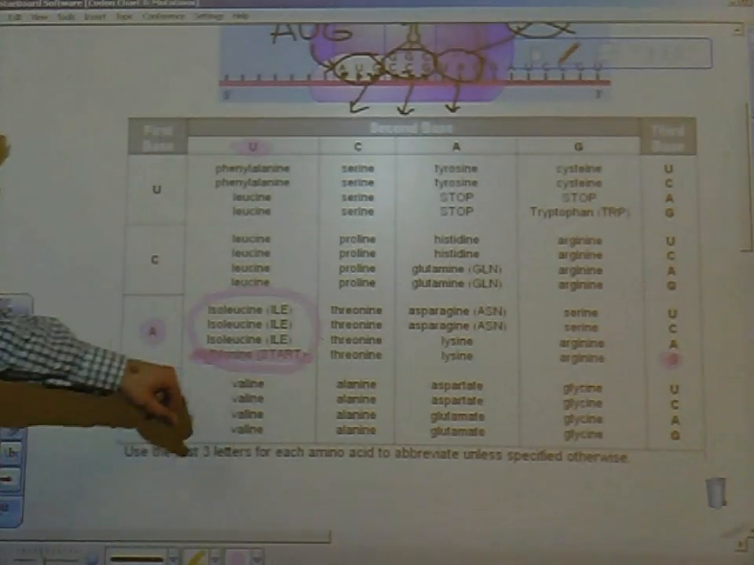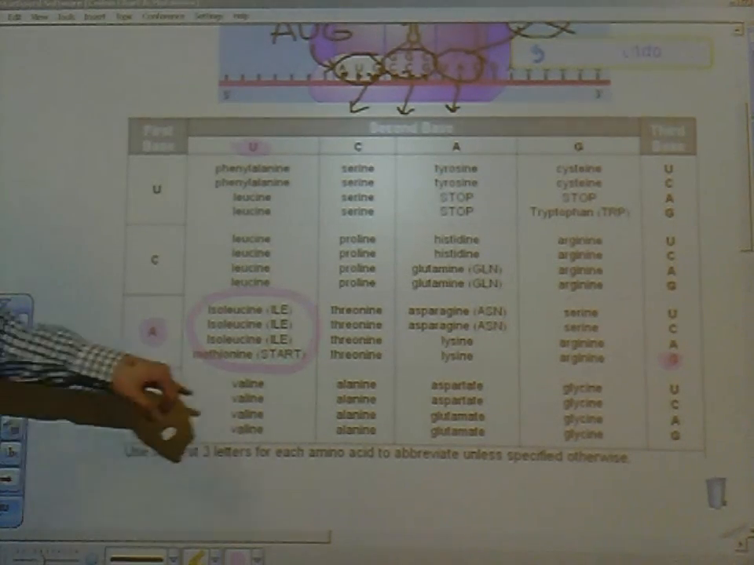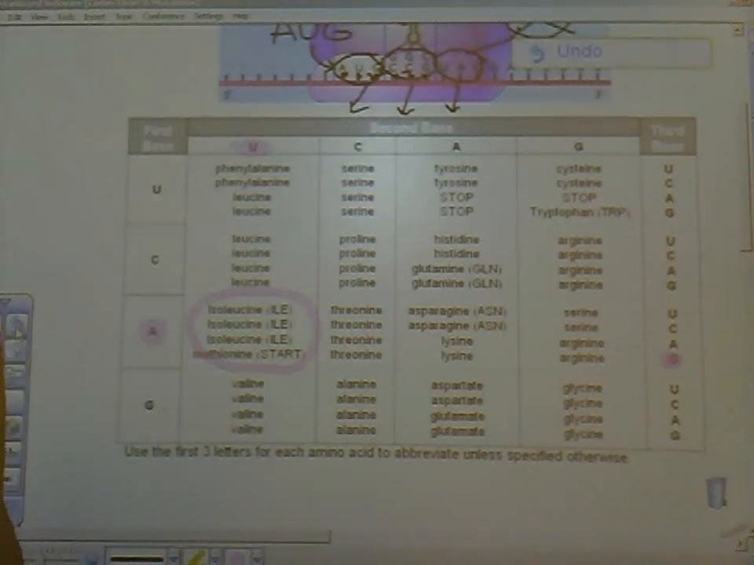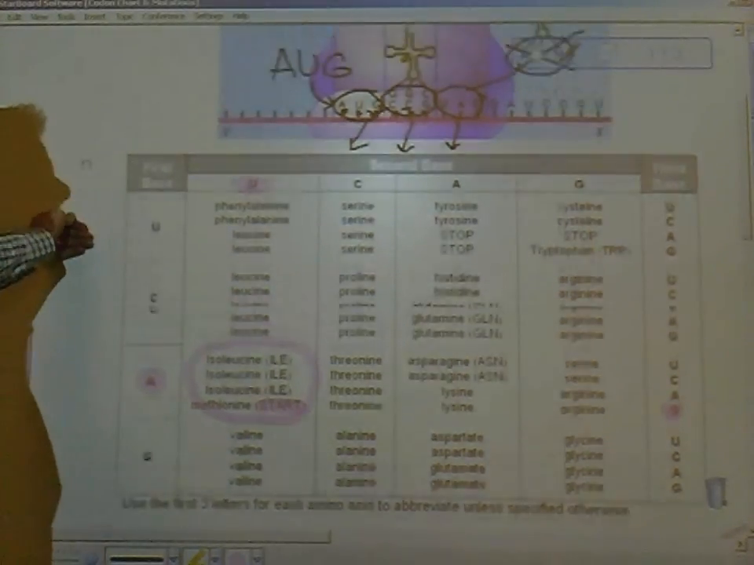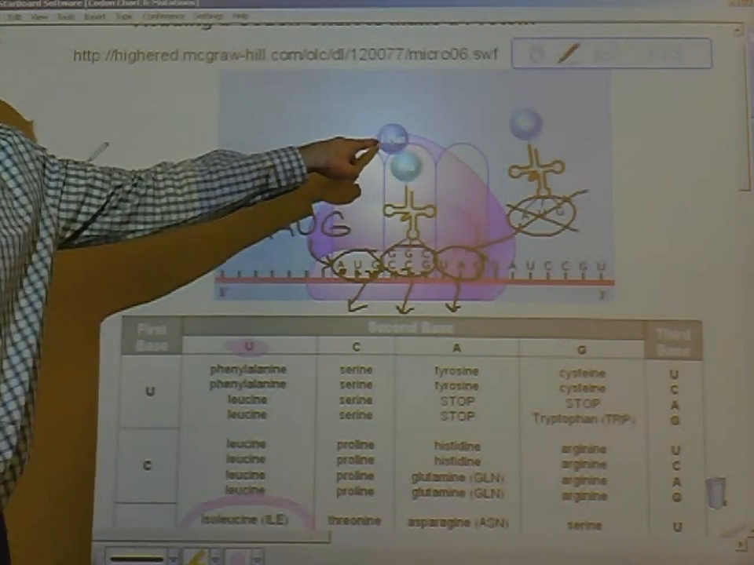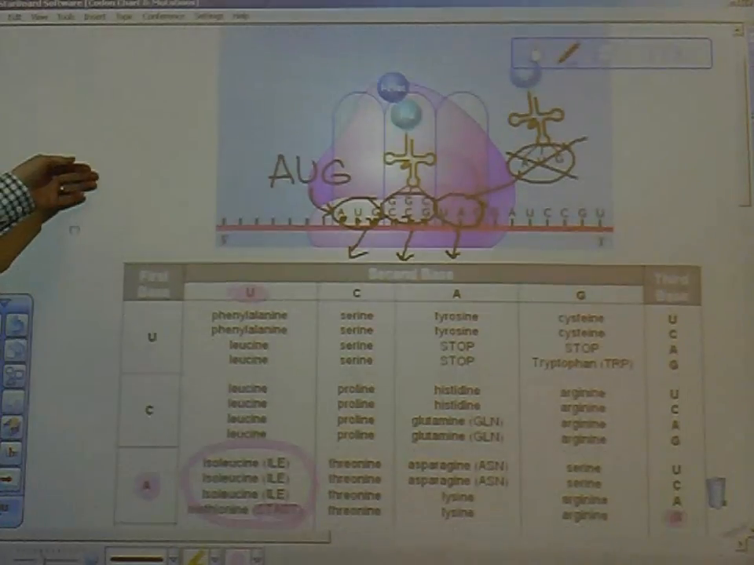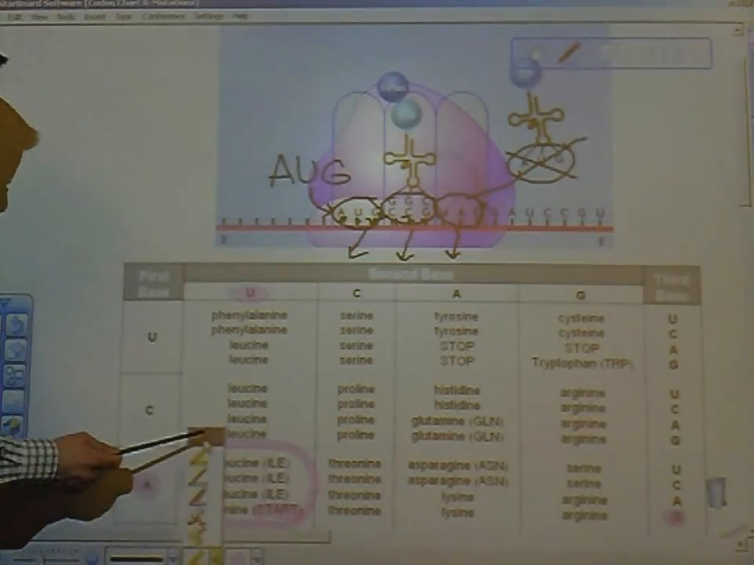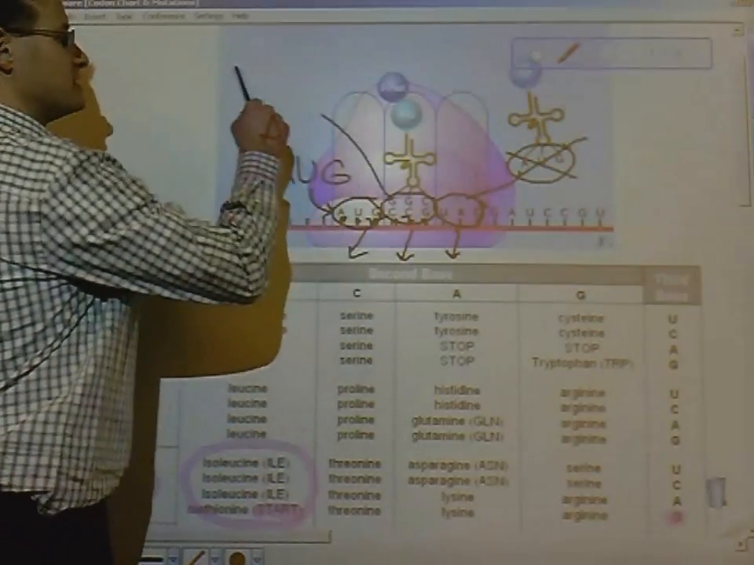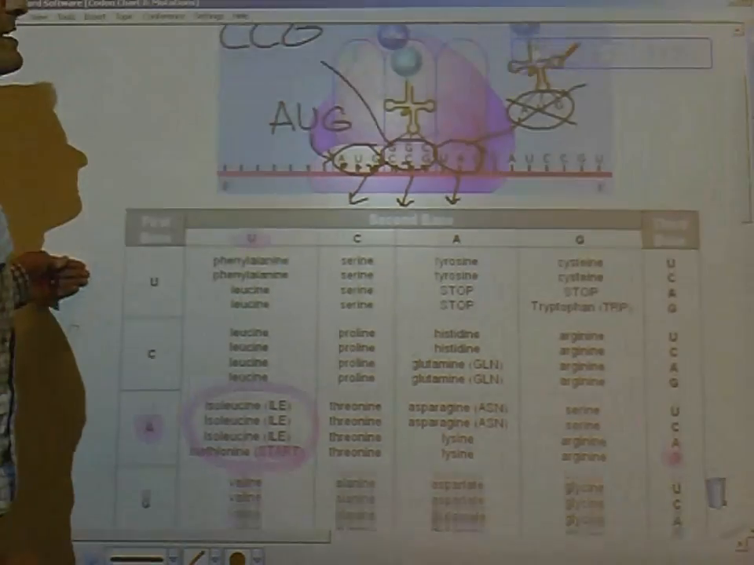So right there, methionine. And you'll also notice that it says start here. This is the starting amino acid for all proteins. So you'll always see a methionine at the beginning of each amino acid chain, because that is always the first amino acid in a protein. Next codon is CCG here. Right here is CCG. So again, let's see where that proline came from.